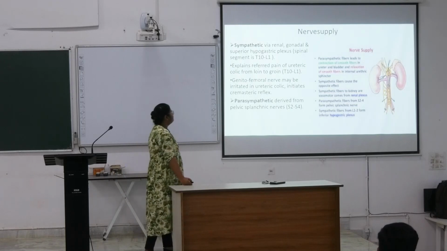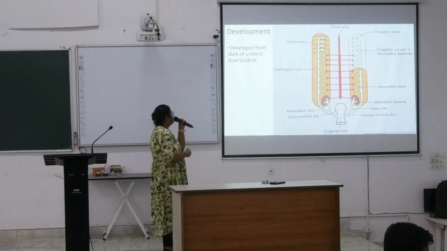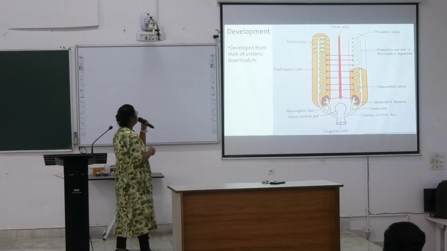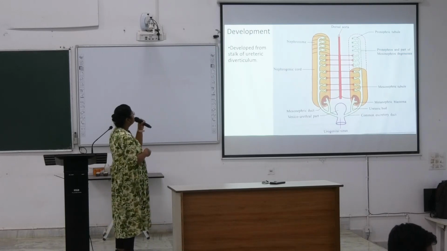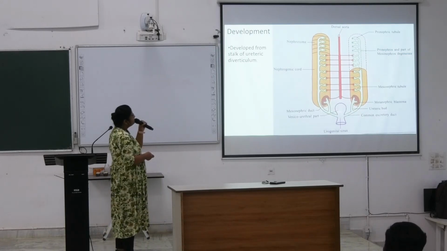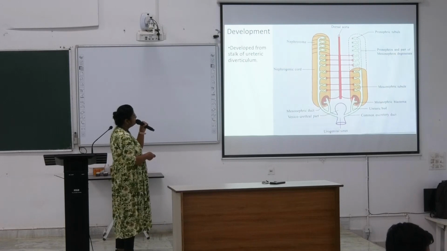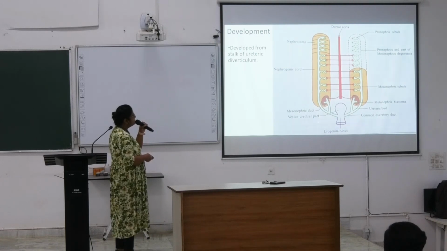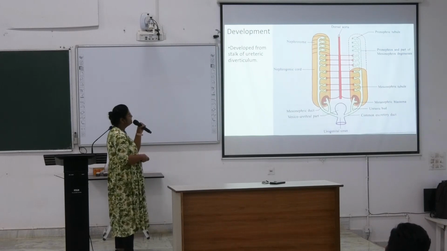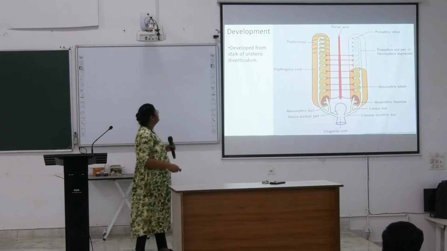Next, now how it develops. The ureter develops from the stalk of the ureteric diverticulum. See, this is the ureteric diverticulum or ureteric bud extending within the kidney. From here, the ureter is developing.